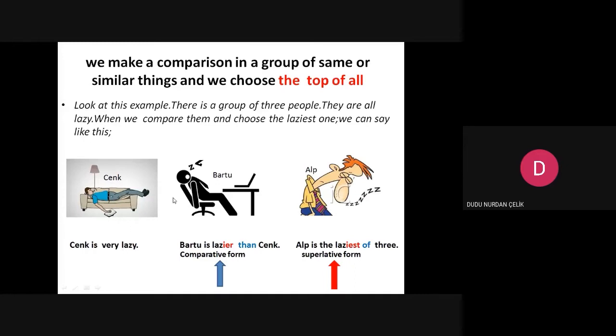But when we compare Cenk with Bartu, 2 people, we make a comparative with 2, and we can say Bartu is lazier than Cenk. And we make comparative because we're comparing Cenk and Bartu, only them. And this is comparative form. But when we compare I with these two, we compare three of them, and this is superlative then, and we say I is the laziest of three. Superlative form.